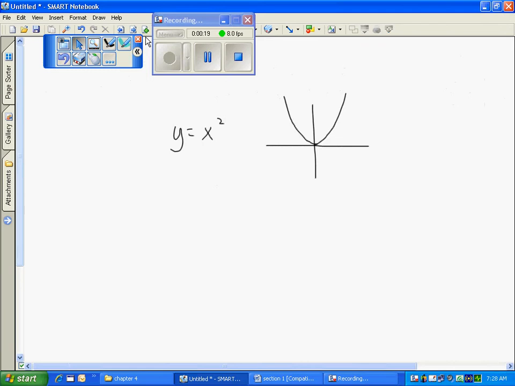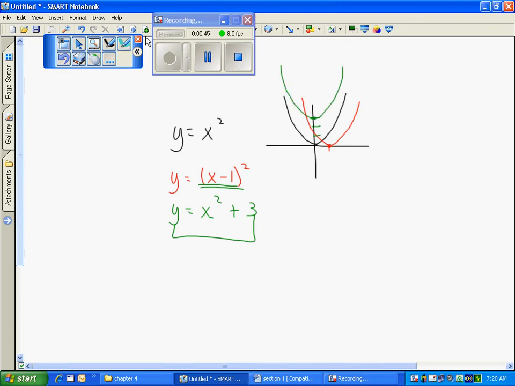But as soon as I change this and put something with x, this -1 doesn't shift it to the left one, it shifts it to the right one. And then to move it up, I would have y equals x squared, and I might add something on the end. Remember, it's with y, not with x, so it affects the y. It'll shift it up 3. And remember, it's not in parentheses, so you don't need to worry about going downward.